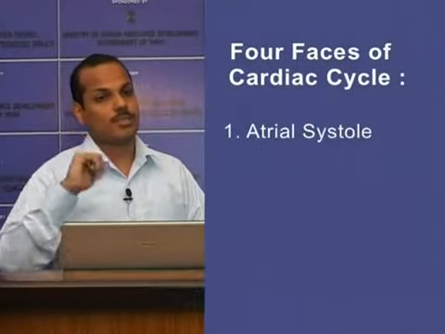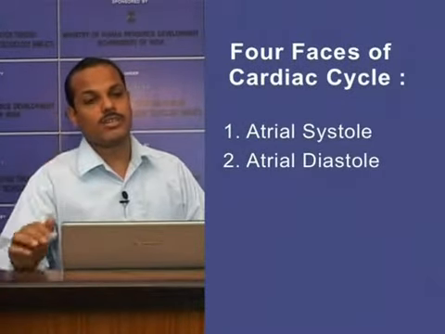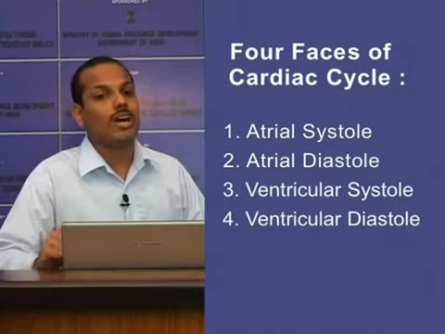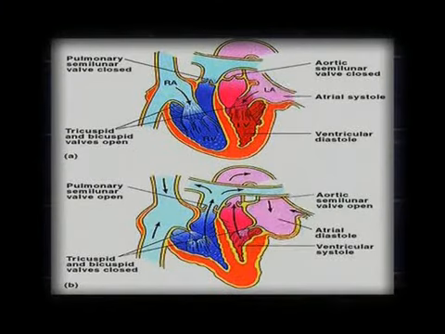Now, phases of the cardiac cycle. The cardiac cycle can be divided into 4 phases: atrial systole, atrial diastole, ventricular systole, and ventricular diastole. It starts with atrial systole, which begins with atrial contraction and forces a small amount of additional blood into the relaxed ventricle. Then atrial systole ends and atrial diastole begins.